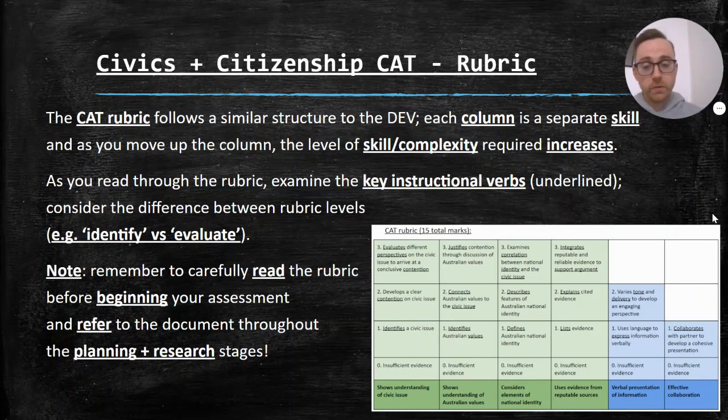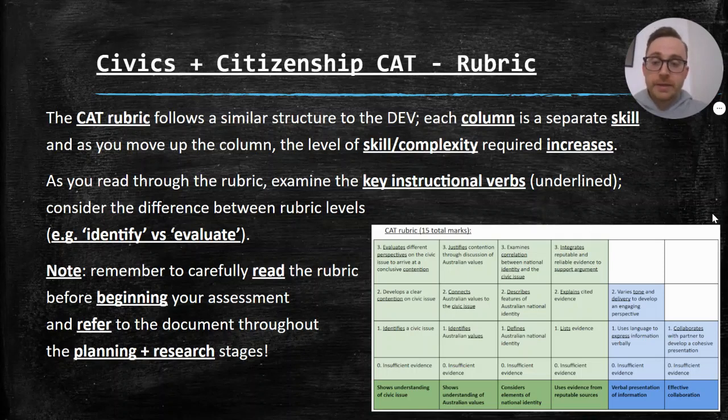So for example, in that first column, you get 1 mark for identifying a civic issue. So that's for telling us this is an issue. So identify, ta-da, 1 mark. You'd get 3 marks though if you evaluate, if you explain, if you compare, if you analyze the civic issue and the for and against, and then come to a conclusion. So that's the difference between identifying and evaluating, just adding extra detail, extra analysis, extra examples.